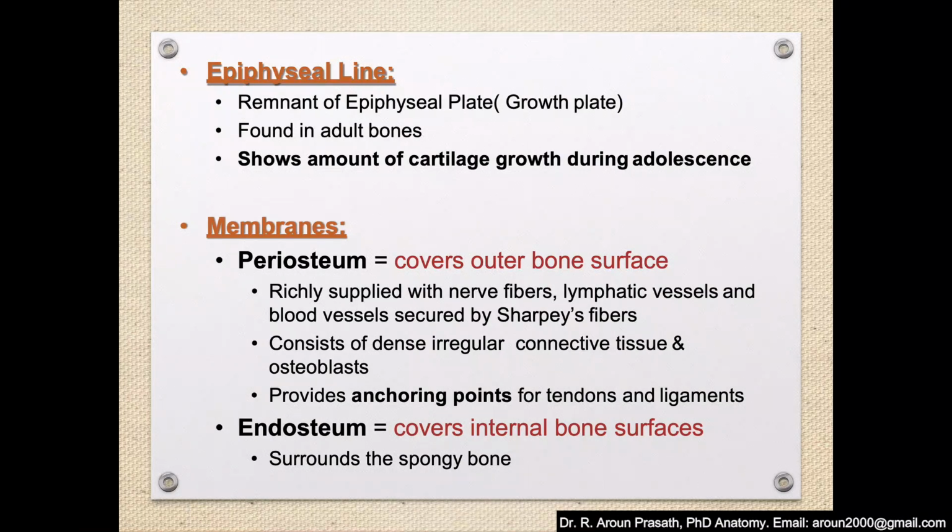There are two theories for blood supply to the bone. We will discuss that when I explain the microscopic structure of the bone. Coming here, the periosteal membrane is attached to the bone by Sharpey's fibers. The endosteum lines the compact bone and the spongy bone.